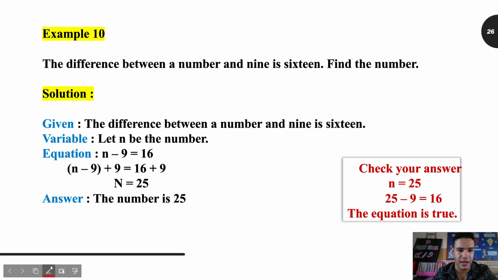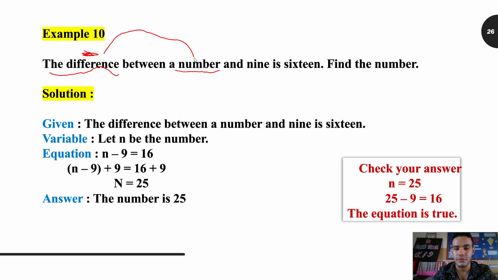Alright, here is an example, guys. Let me explain. First thing, you read the example. Okay, the difference between a number and 9 is 16. Find the number. After reading it, you want to come here and underline the most important information you will need to find the equation, because now we don't know the equation. Here we've got the difference, so you remember the difference. Whenever you hear the difference, we're talking about minus, we're talking about subtraction. The difference between a number and 9 is 16.